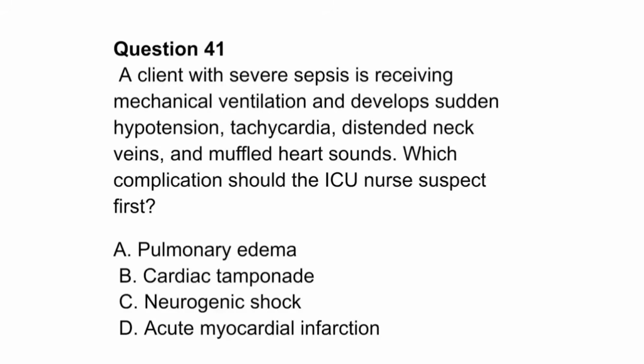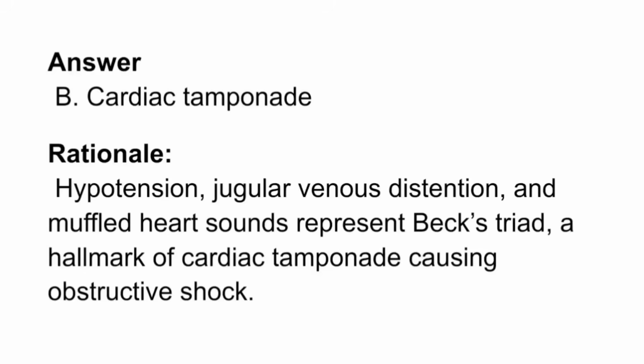Which complication should the ICU nurse suspect first? A. Pulmonary edema. B. Cardiac tamponade. C. Neurogenic shock. D. Acute myocardial infarction. Answer: B. Cardiac tamponade. Rationale: Hypotension, jugular venous distension, and muffled heart sounds represent Beck's triad, a hallmark of cardiac tamponade causing obstructive shock.